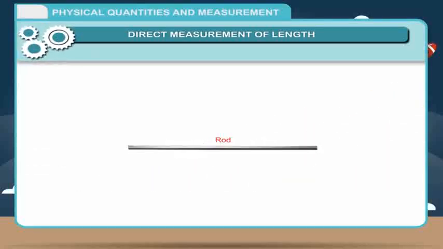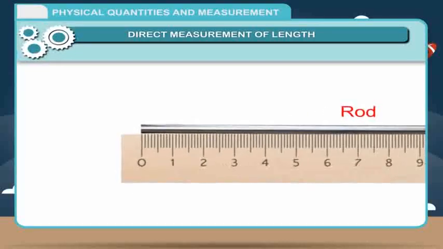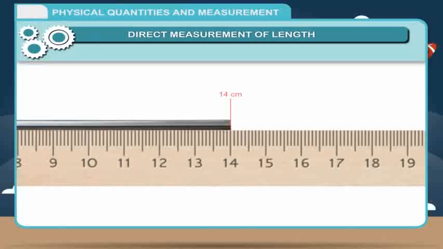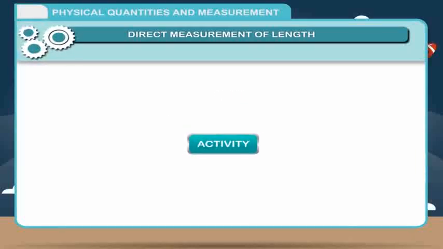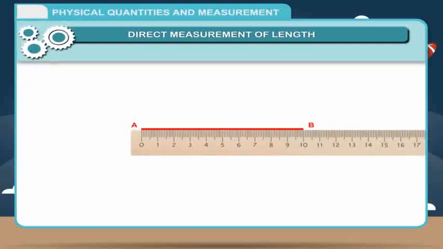Suppose we want to measure the length of a rod. The 0 mark on the scale is set to coincide with one end of the rod as shown in the figure. The reading on the other end gives the length of the rod. Activity: to measure the length of a line. Place a scale along the line AB such that 0 on the scale coincides with point A. Note down the reading on the scale which coincides with point B. This reading gives you length of the line AB.